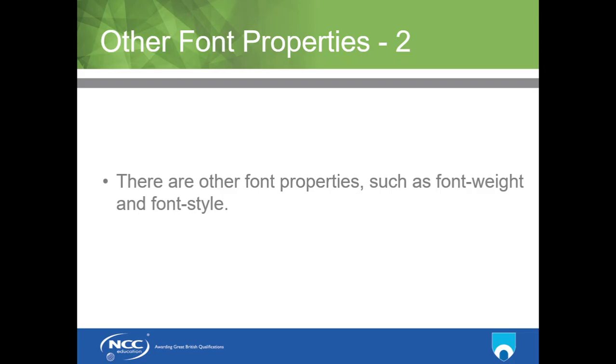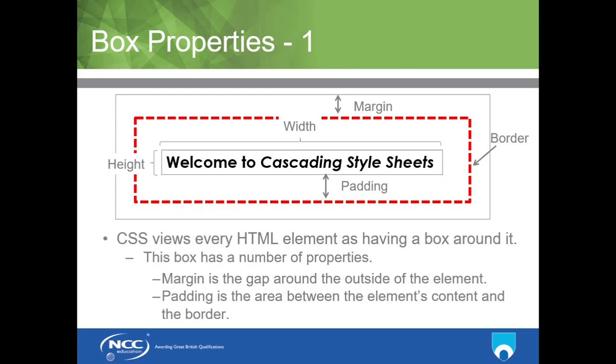So we have other font properties such as font weight, which can have values such as bold, etc. So have a look at it. Then also font style that can have things like italicize or something. So also have a look at these other font properties from w3schools.com.